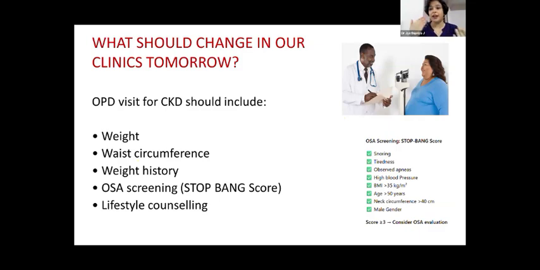It is there on the screen, where S stands for snoring, T tiredness, O observed apnea, P high blood pressure, BMI more than 35, age more than 50, neck circumference more than 40 centimeters, and male gender, each getting 1 point. With a score of more than 3, we have to consider OSA evaluation. So that should be a quick clinical tool we can use in our OP, along with lifestyle counseling. This should be part of our clinical algorithmic approach in evaluating a CKD patient in our clinic.